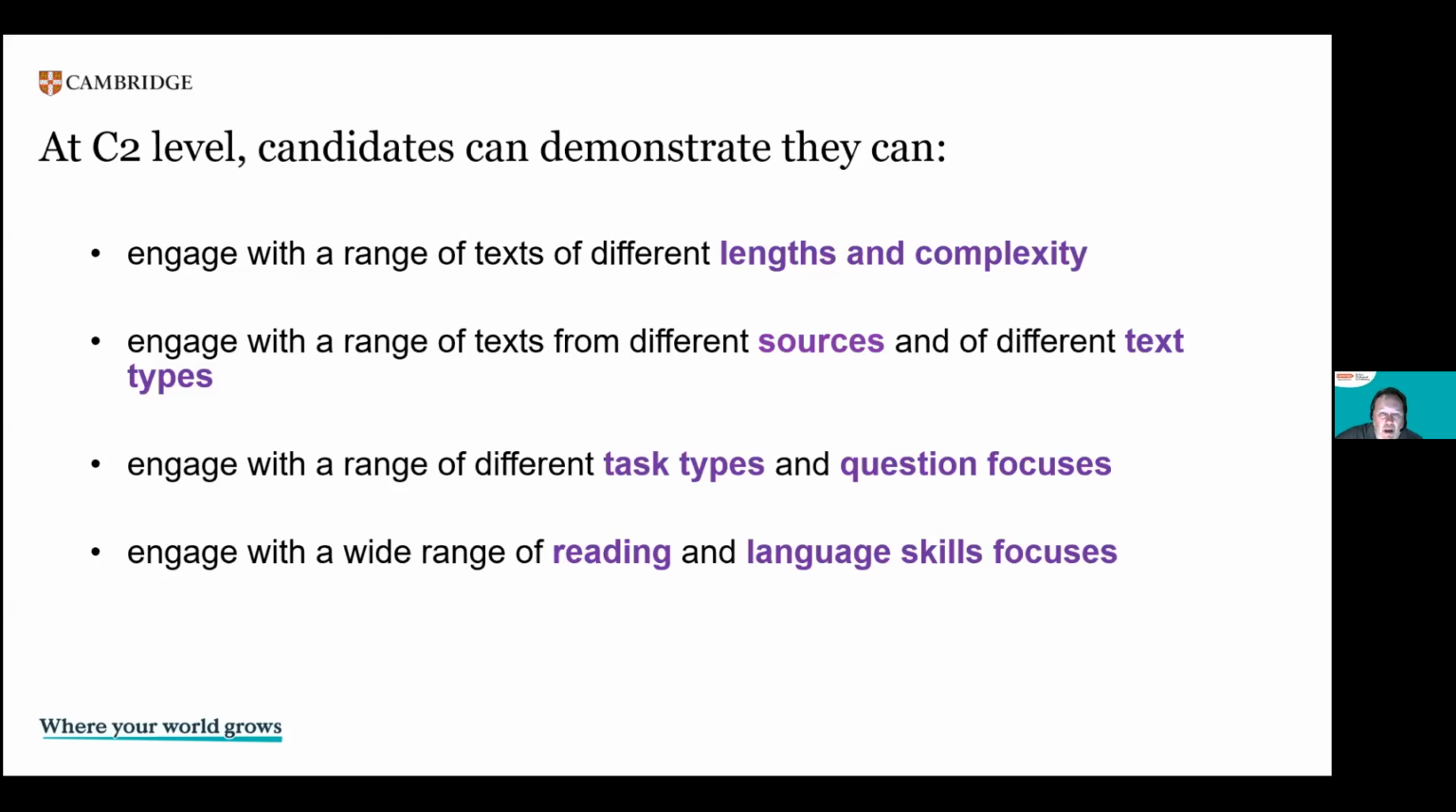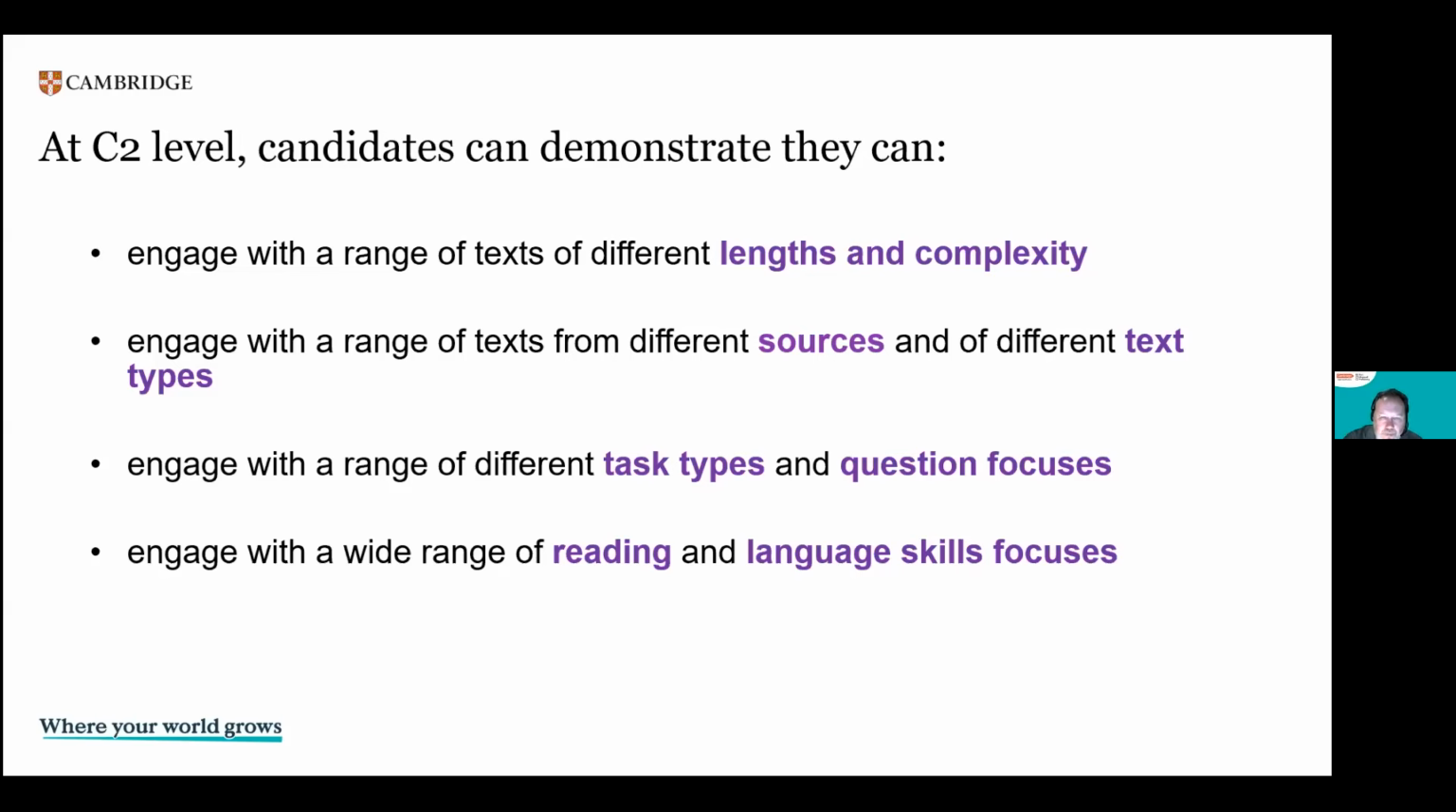Students also need to be able to engage with a range of texts from different sources and different text types. So you may find text from fiction or from non-fiction. They may be scientific texts, not obviously general scientific texts, but they may be all sorts of texts, and you need to be able to recognize the type of text and deal with it, find the information. You also need to deal with different task types and question focuses. We'll see that a little later. And you also have to be able to engage with a wide range of reading and language skills focuses. The language skills focus is obviously for the use of English.